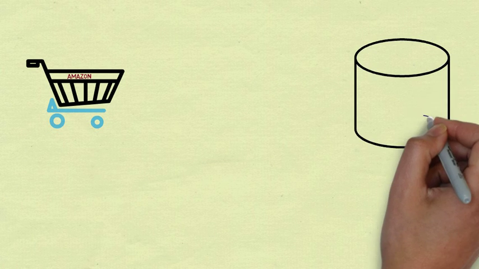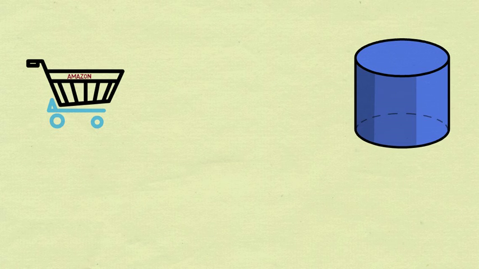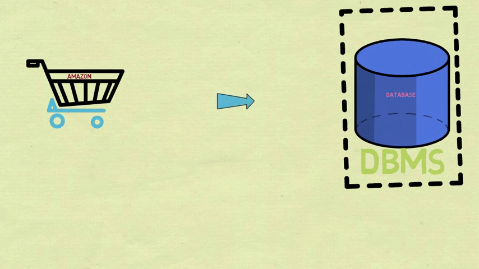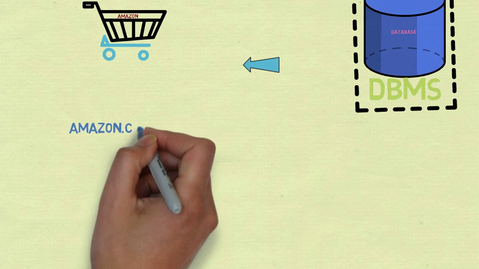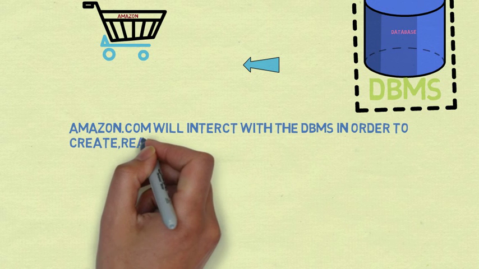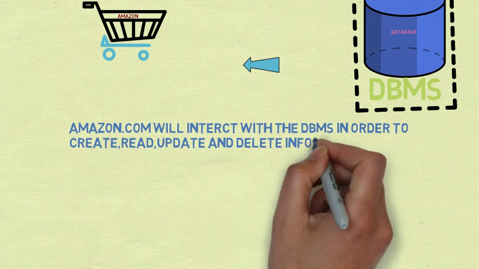Let's see this example. You all know Amazon, right? In that, when we buy or sell a product, our information is stored as data in a database. When Amazon tries to access the data, it uses DBMS to manage the data. Amazon.com will interact with the database management system in order to create, read, update, and delete the information. I think from this example, you have got a clear idea about DBMS.